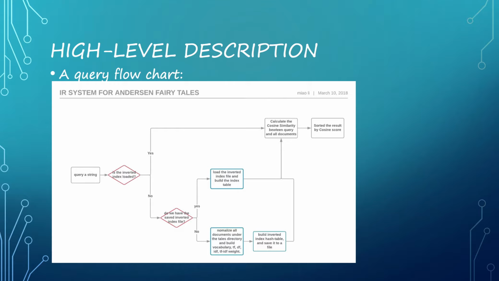If no, we normalize all texts and calculate the TF-IDF weight, build the inverted index hash table, and save it to a file, then do the same calculation.